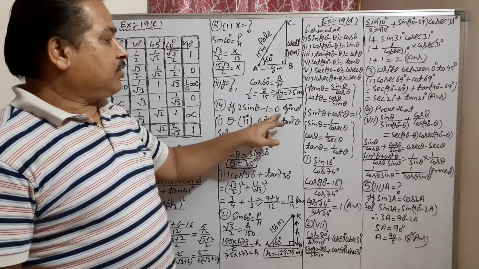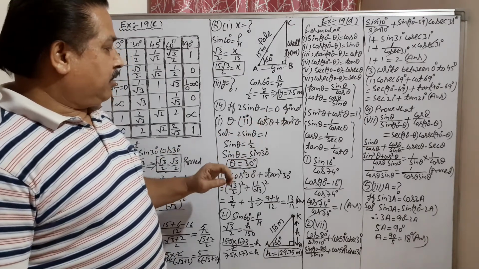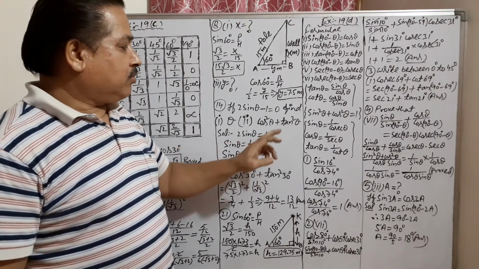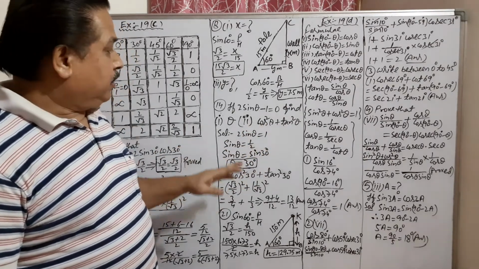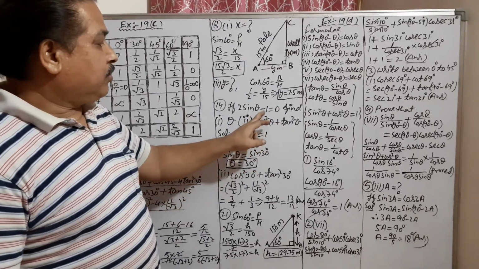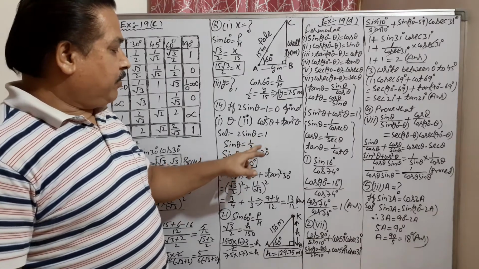This is given equal to 0 and find theta. Theta is how many degrees? After that, find cos square theta plus tan square theta. There are two parts to find out. Now just write this. Take 1 this side equals 1, and 2 will come here. So this is sine theta equals 1 by 2.